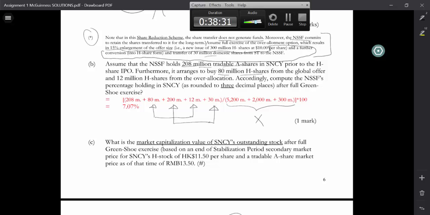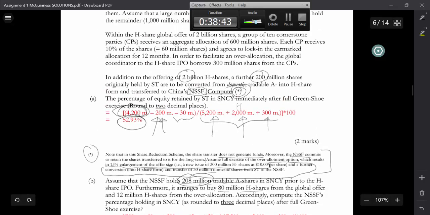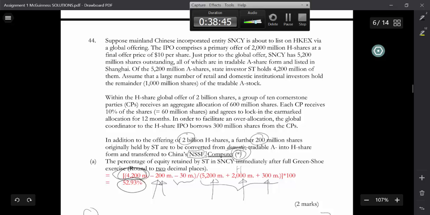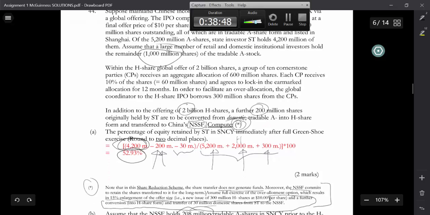Assume the NSSF holds 208 million tradable A. Oh, they already had some before. They had some tradable A. So this 208 million would be part of that 1 billion, I assume. It has to be.